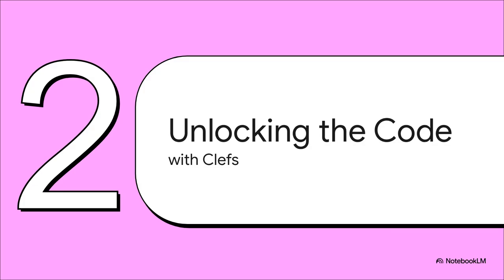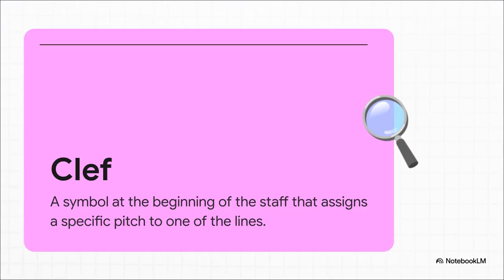Well, that brings us to the most important part. We've got our canvas, but without a key, that code is totally meaningless. In music, this key is called a clef. And that's no coincidence. The word clef literally comes from the French word clé, which means key. And that is exactly what it does. It's a symbol you put at the very beginning of the staff that gives us our main reference point. It is the thing that unlocks the whole code.